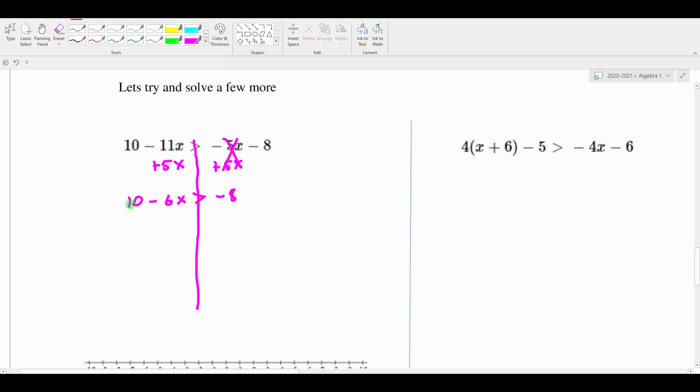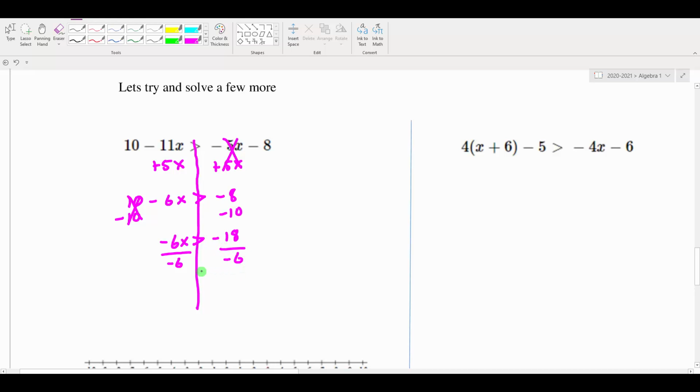Okay. So now I'm going to take this 10. I'm going to move it over here with the -8. So it's a positive 10, so I'm going to subtract 10. 10's cancel. We have a -6x greater than -8 minus 10 is a -18. All right, so next step here, I have -6 times x, so I'm going to do the opposite. I'm going to divide by -6.